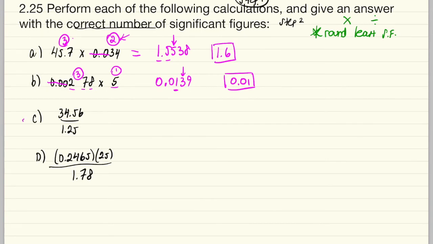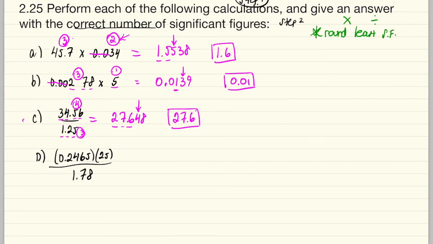In part C, we've got 34.56 divide 1.25, hit the equal key, and we get 27.648. Now this numerator, the guy on top, has 4 significant figures, and the denominator, the guy on the bottom, has 3 significant figures, so we want to round this off to 3 sig figs. My arrow is pointing to the next digit beyond that. Is it below 5? Yes, so we round this down. It's going to be 27.6.